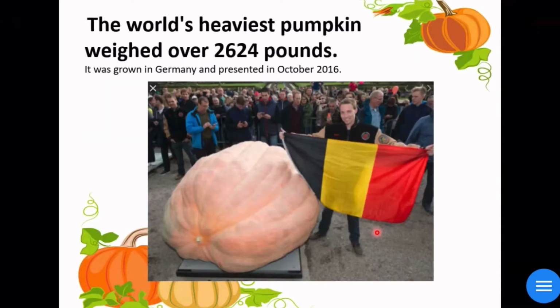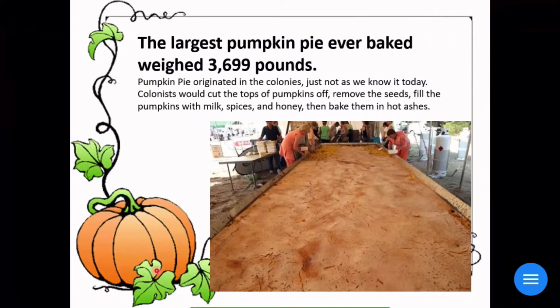The world's heaviest pumpkin weighed over 2,600 pounds. In fact, 2,624 pounds to be exact, and it was grown in Germany in 2016. The largest pumpkin pie ever baked weighed almost 3,700 pounds. Pumpkin pie was originated in the colonies, just not as we know it today.